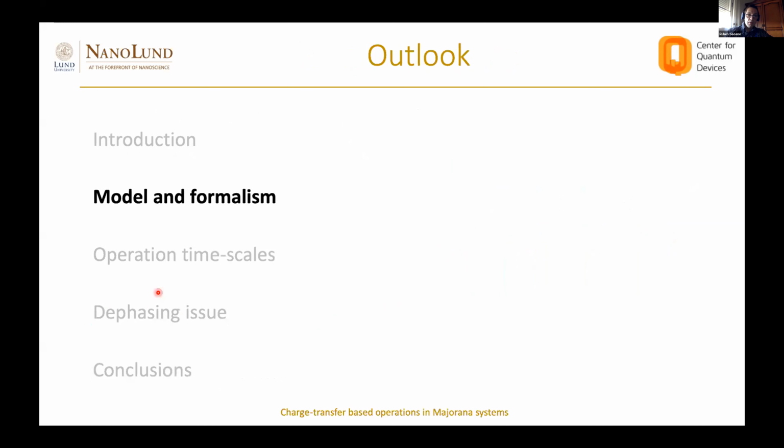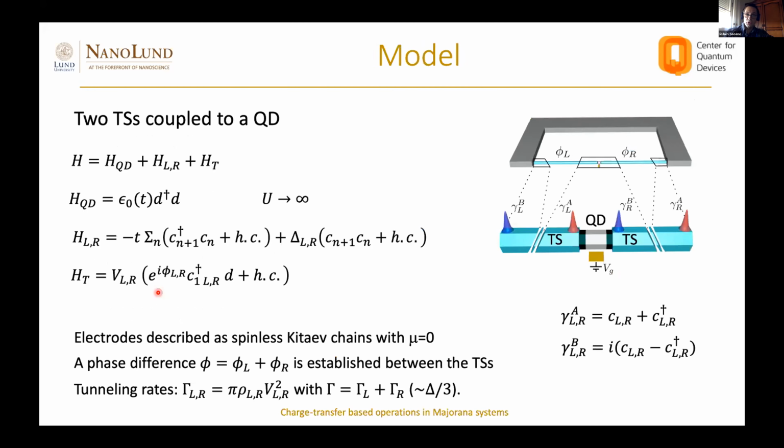With that, I'm finished with the introduction, and let me introduce my model. This is a sketch again of the system we are interested in. There are two topological superconductors coupled to a central quantum dot, whose energy can be tuned using a local electrostatic gate. And we consider that the phase difference between the left and the right topological superconductor can be tuned using, for example, a magnetic flux through a superconducting loop.